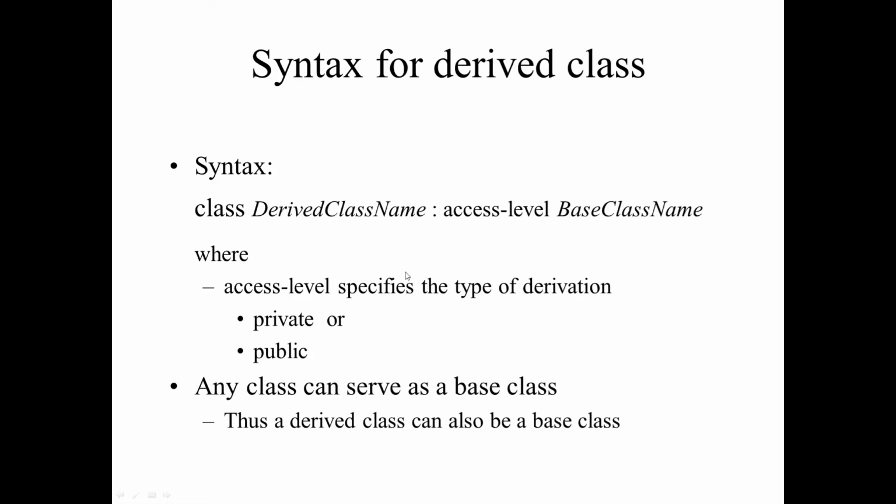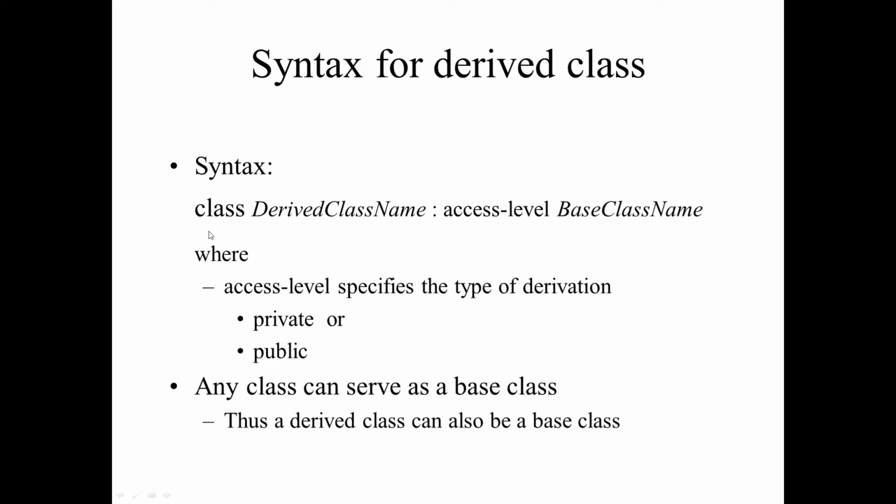Now let us see the syntax for derived class. So syntax is class is a keyword, then you have to specify the derived class name. Here you are having the colon, then access type or access level. This can be private, public or protected, and then from which class you are deriving the derived class, that base class name you have to write here.